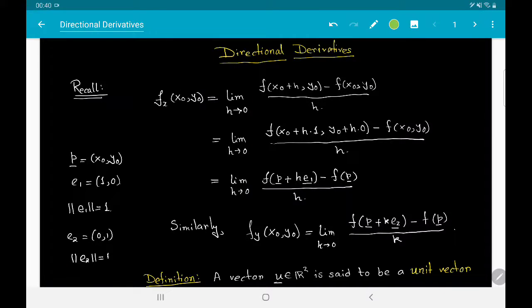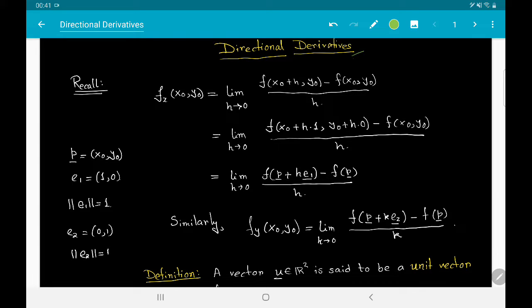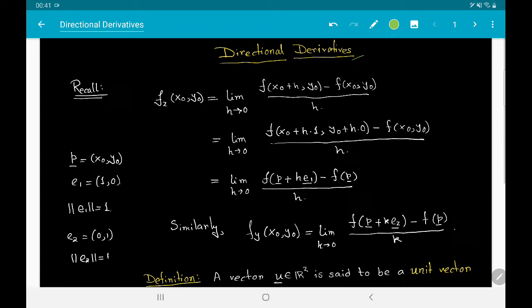We have come a long way in understanding multivariable calculus. We have talked about various interesting and important aspects of multivariable functions. The one that is next is called directional derivatives. So where does the motivation come from when we are going to talk about directional derivatives?